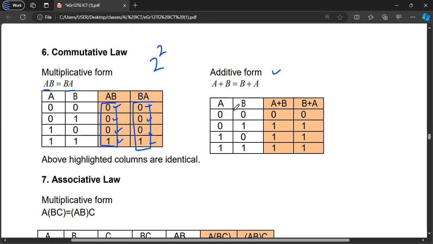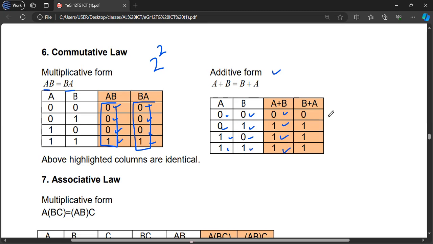So here we have two inputs. So 4 combinations are possible: 0,0, 0,1, 1,0, and 1,1. Very simple. So here A plus B, use the OR logic. 0 plus 0 is going to give you 0. 0 plus 1 is going to give you 1. 1 plus 0 is going to give you 1. 1 plus 1 is going to give you 1.